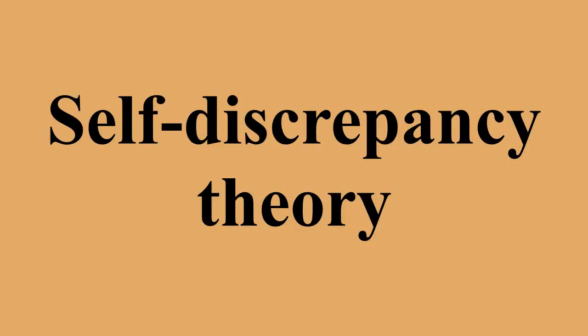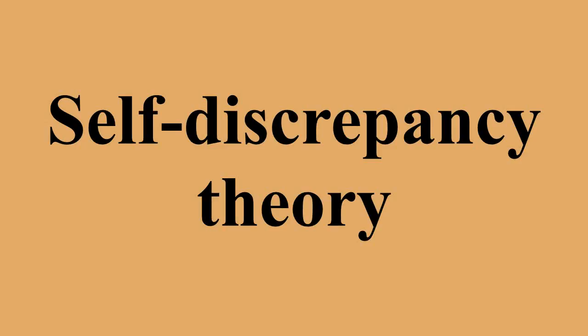Domains of the self. The theory postulates three basic domains of the self. Actual self is your representation of the attributes that you believe you actually possess, or that you believe others believe you possess. The actual self is a person's basic self-concept. It is one's perception of their own attributes.